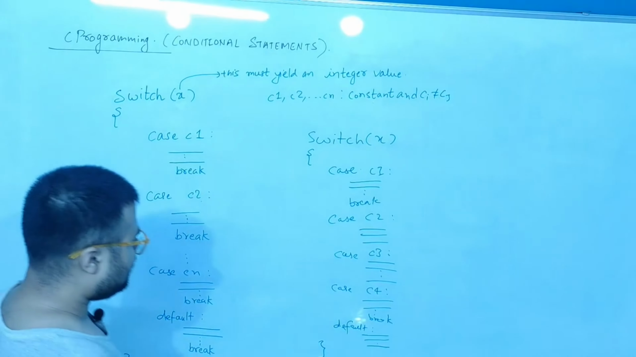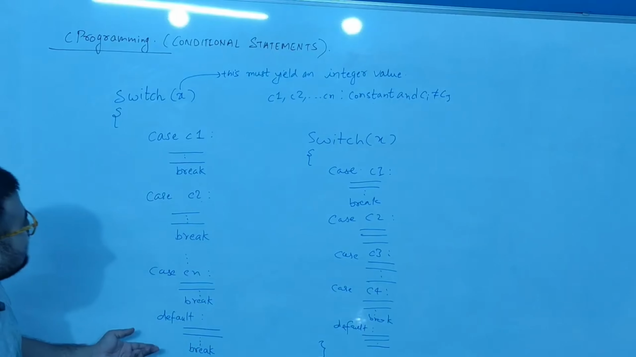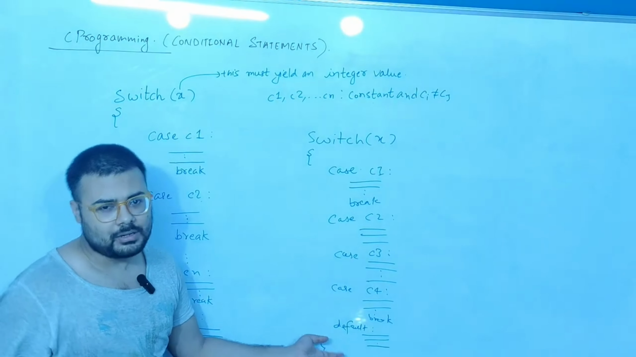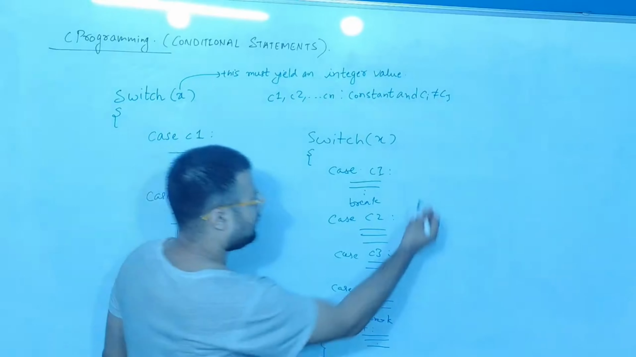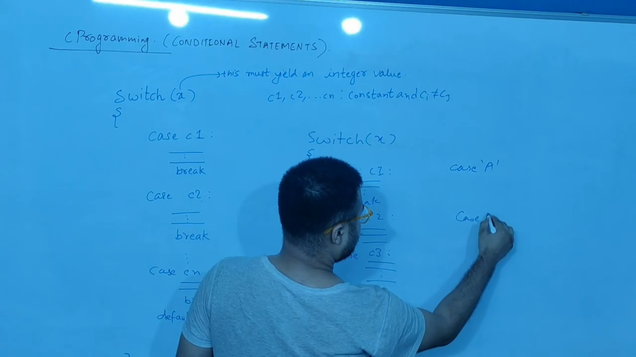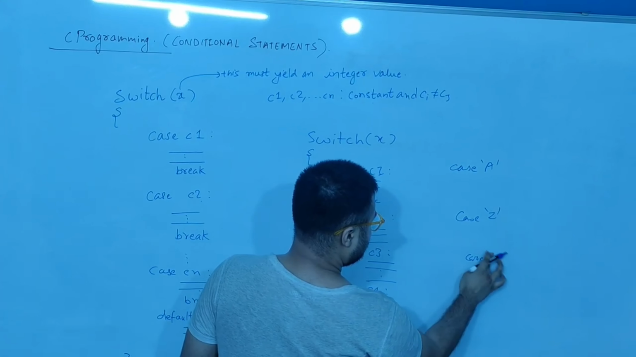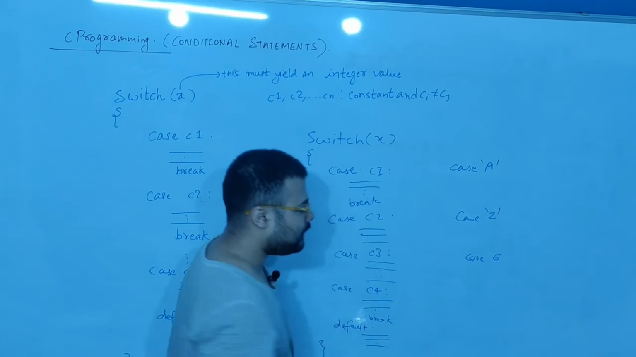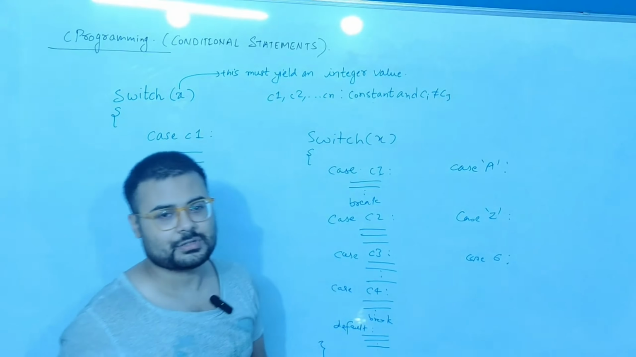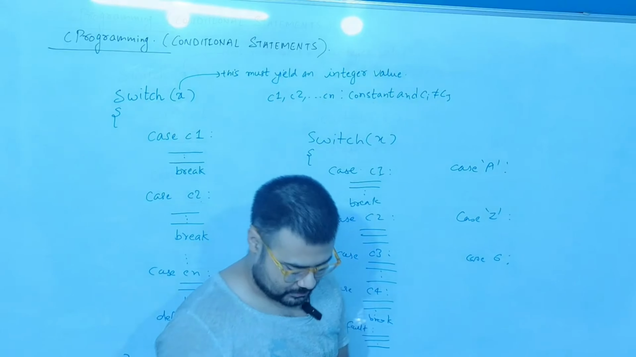And when it comes to default, it just happens that in both these examples I have written default at the end, but it can be written at any place. You can have case A, case Z, case 6. You can have it like this. A character or a short in an expression will be interpreted as an integer. So this works. Thank you very much.